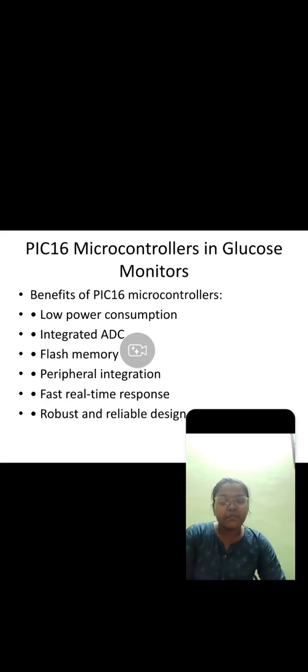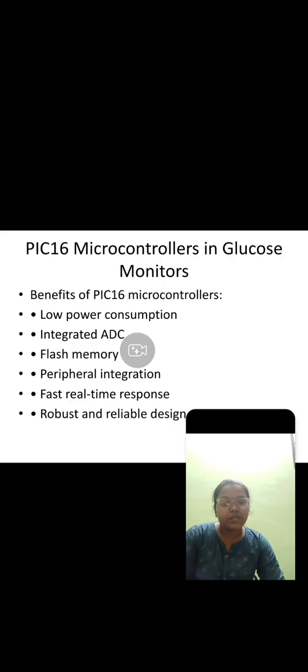So we have PIC16 microcontrollers in glucose monitors. Why are we using Peripheral Interface Controller 16 microcontrollers? What are the advantages of PIC16? If you look at any blood glucose monitor device, each and every device is embedded with this microcontroller or the PIC18. Both have similar properties. First, we'll see what properties are there in the PIC16 microcontroller.